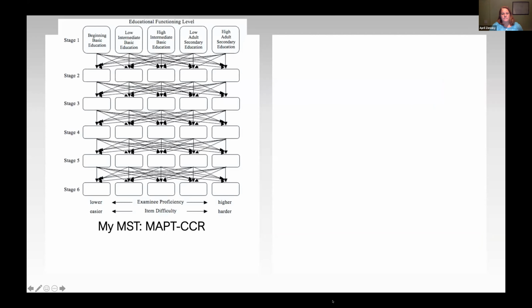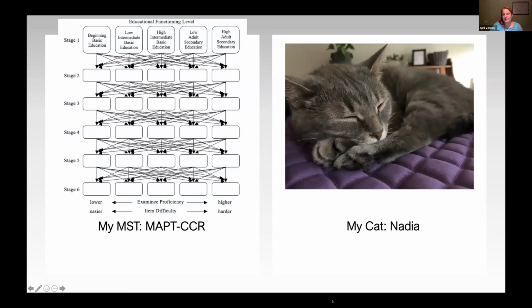So my final slide, I didn't feel like I had a lot of pictures in my presentation today. So this is my multi-stage test. When I was talking about that 6-stage, 5 modules per stage test, this is the map that Steve and I work on at UMass. This is my cat, Nadia, and here's my email if you'd like to be in touch and talk about multi-stage testing or anything else. So next.